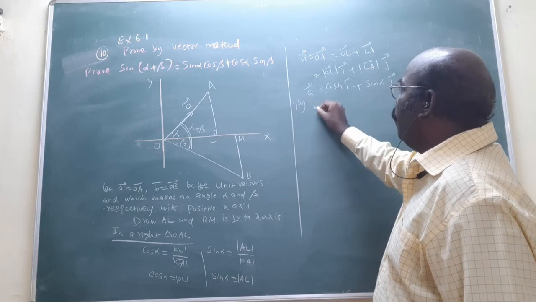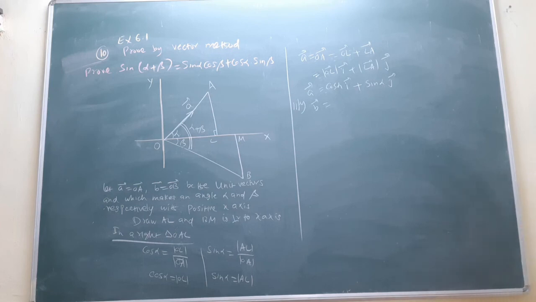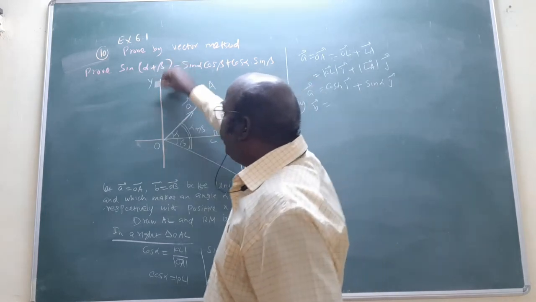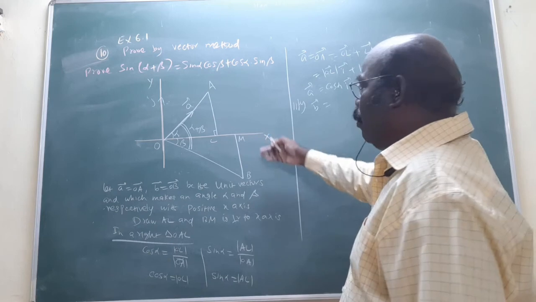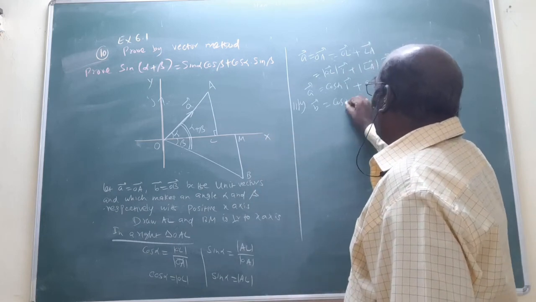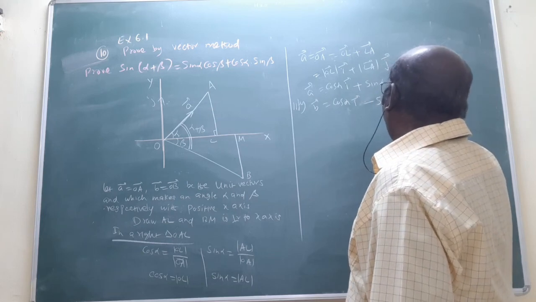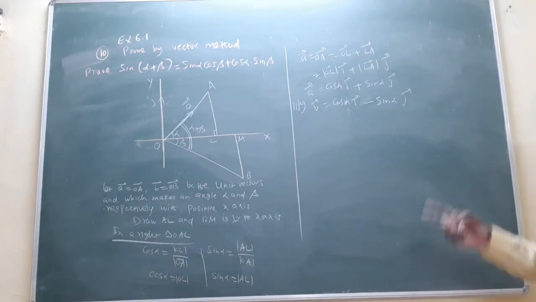Similarly, the B vector equals, substituting the value directly, cos alpha into I vector, plus actually minus sin alpha into J vector. Here the MB vector goes below, so minus J will come. This is very important: it is the same thing as A, but in B only the sign changes.